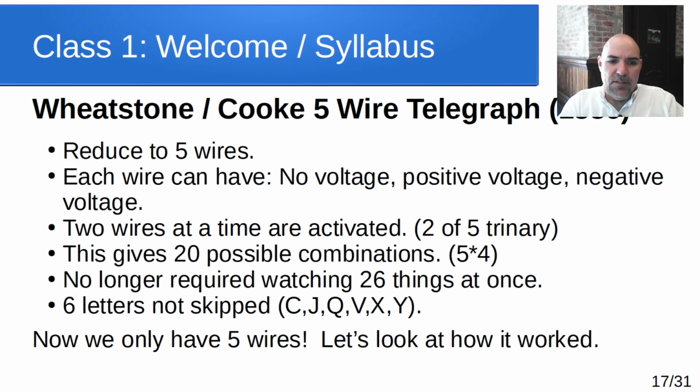And it also no longer required watching 26 things at once, because the way that you'll see how this works in a second with the display, you don't have to watch 26 different things. You just have to watch 5 things, because that's all that there are. So this here with 20 possible combinations meant that you could not have all the letters. So what they did is they skipped C, J, Q, V, X, and Y. So they took out 6 of the letters that are not used as often, basically just left them out. So now we only have 5 wires, but let's look at how it actually works.